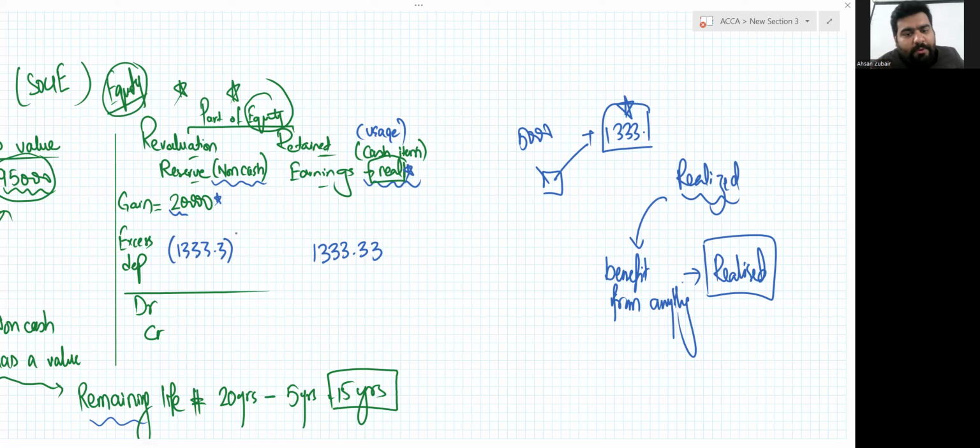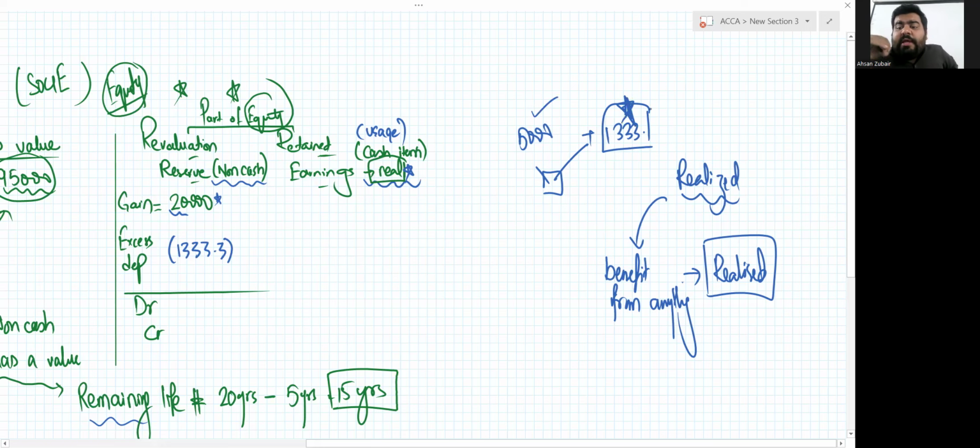Is that clear till now? Sir, can you explain this 1,333 in the retained earnings one more time? The part of this revaluation going to retained earnings. Yes, let me tell you again. Actually, 5,000 was irrelevant. It was the old depreciation as well.